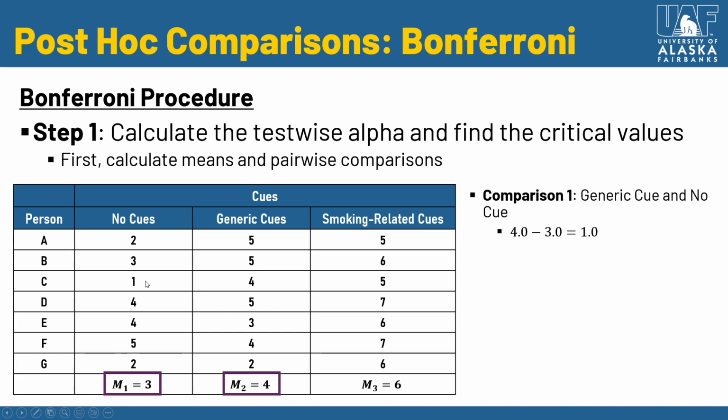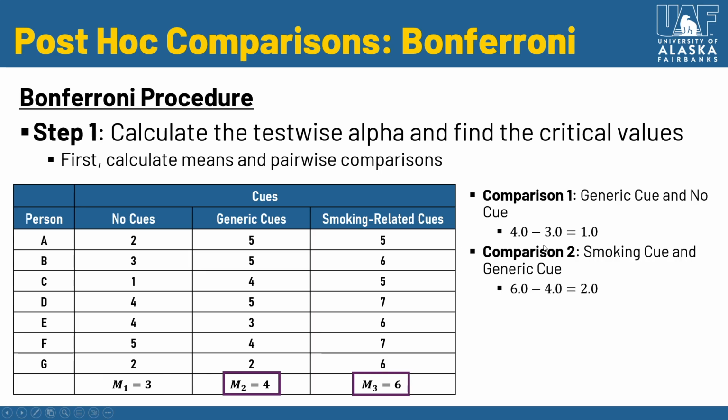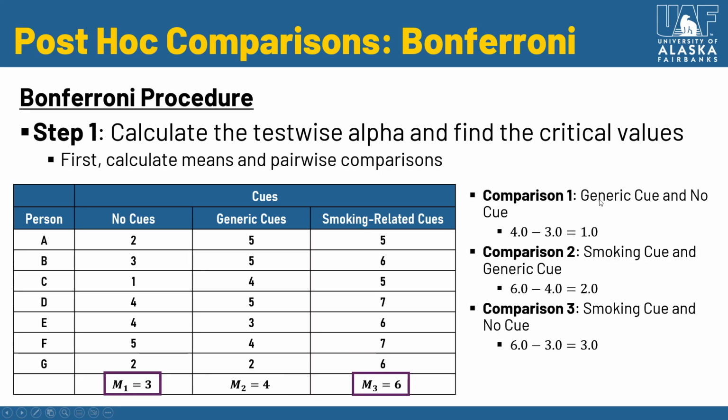And I should say it's kind of arbitrary in what order you do this. This is the general flow that I follow here. The key thing is to be consistent with what you're doing. That way you don't get lost in your interpretations. So doing these comparisons, we see our mean differences of 1, 2, and 3. That's pretty convenient.